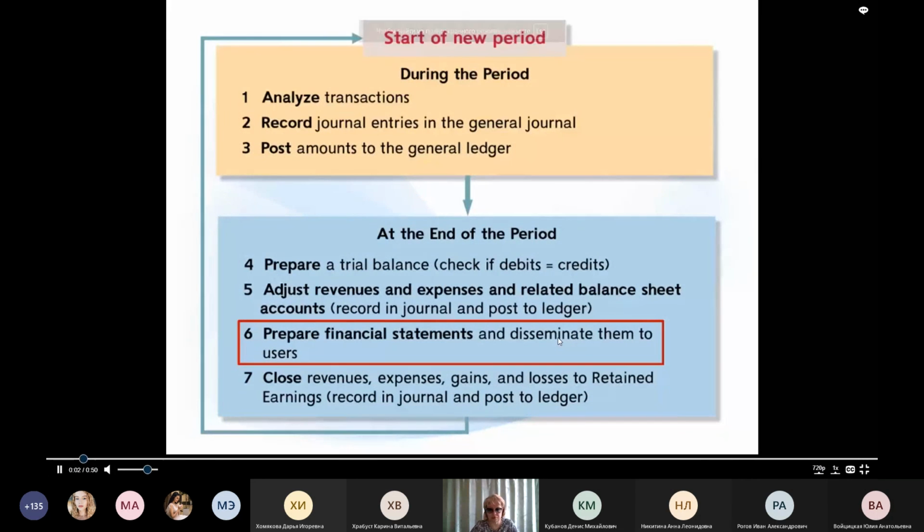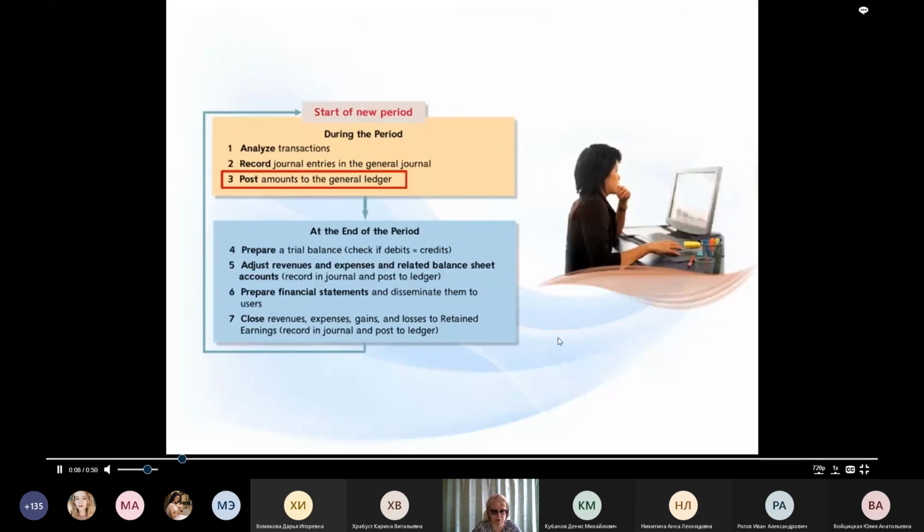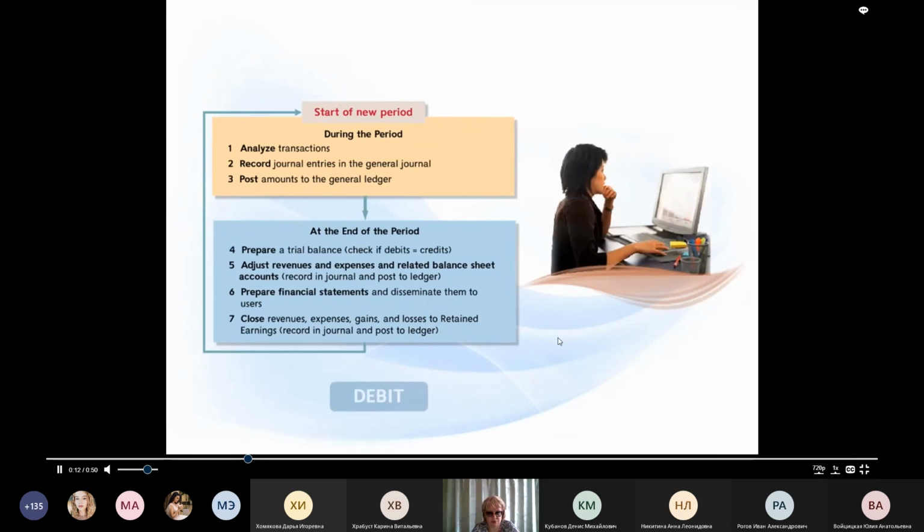Before financial statements are prepared at the end of the accounting period, most companies will prepare a trial balance. After the journal entries are posted to the general ledger T accounts, the sum of the accounts with debit balances should equal the sum of the accounts with credit balances. We can check to make sure that this is the case if we prepare a trial balance.